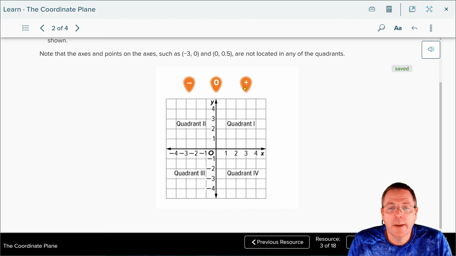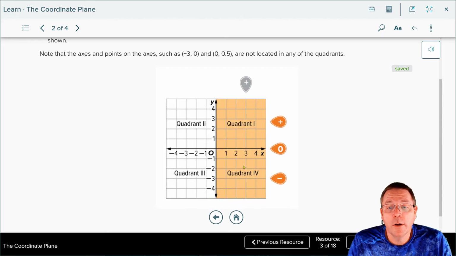Now let's go back to the beginning. What if our x was positive? It would either be quadrant 1 or quadrant 4. And then if our y was also positive, it would be quadrant 1. However, if our y was negative, it would be quadrant 4.